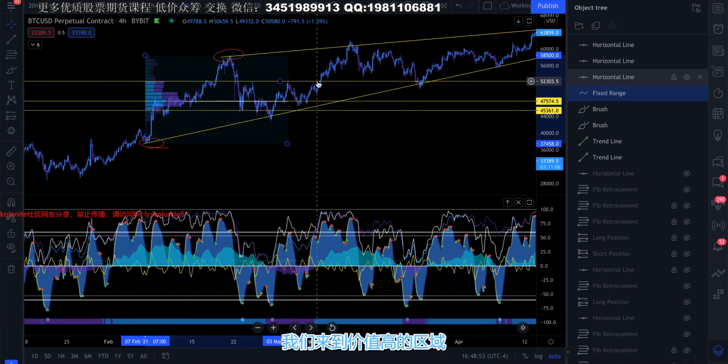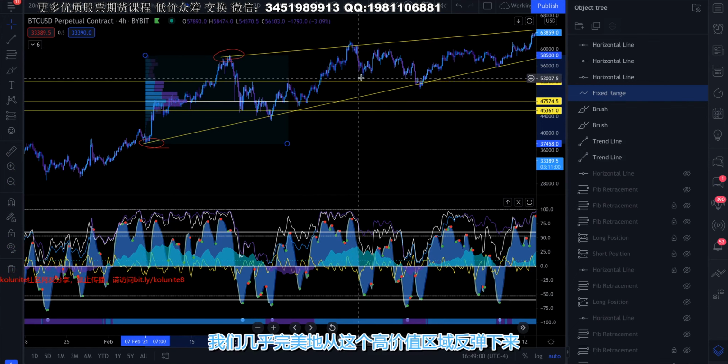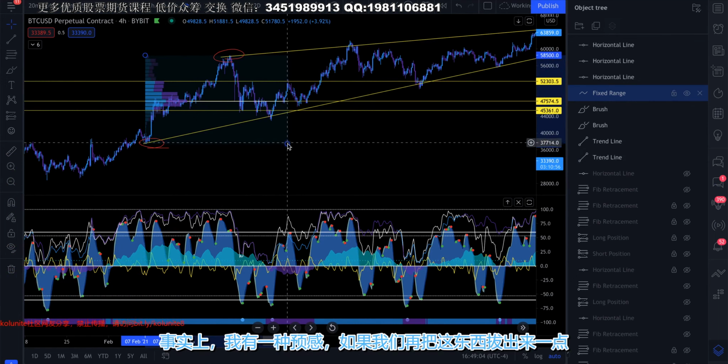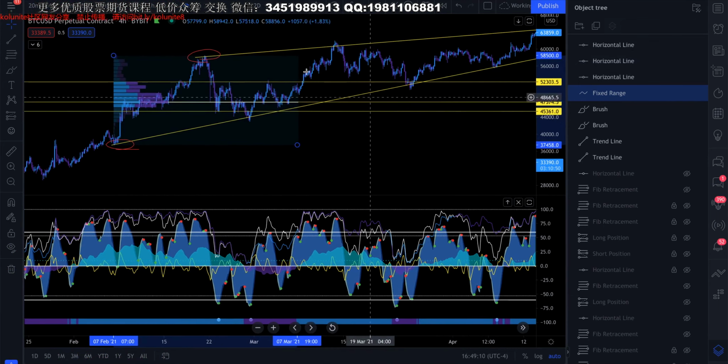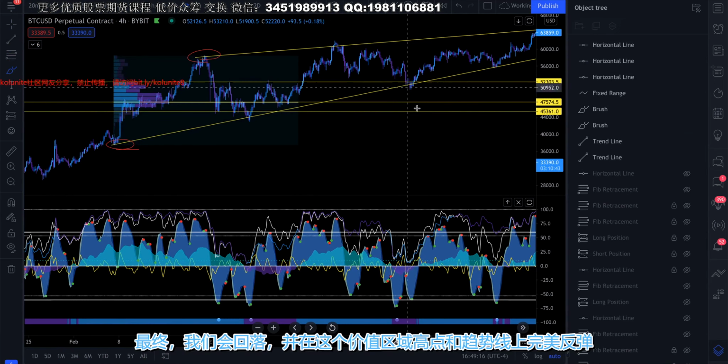We come up to the value area high. It's a slight resistance, and we break out above it. We come down, bouncing almost perfectly off this value area high. In fact, I have a hunch that if we just pull this thing out a little bit more, no, we still have the same value area high. Eventually, we come back down and do bounce perfectly off this value area high and the trend line.